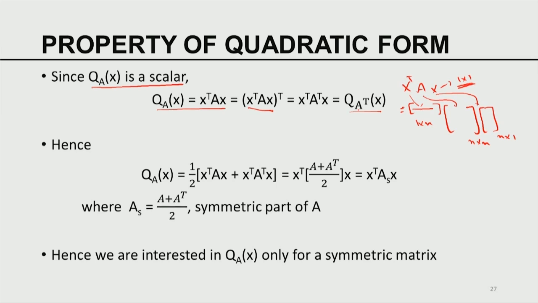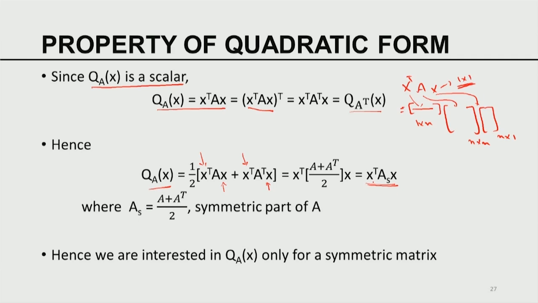So if these two are equal, I can write Q_A as one half of the sum of Q_A and Q_A transpose, because these two are equal. So this is one half of the sum of x transpose A x and x transpose A transpose x. I can do a little bit of algebra. Here x transpose is the common left factor, x is the common right factor. I can take them out, leaving the inner matrix as (A plus A transpose) by 2. You will quickly recall, when we talked about decomposition of a matrix into symmetric and skew-symmetric parts, this is the symmetric part. So Q_A of x is the same as x transpose A_s x. This is called the quadratic form related to the symmetric part of A.